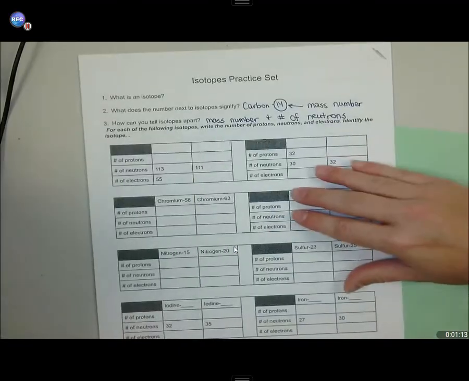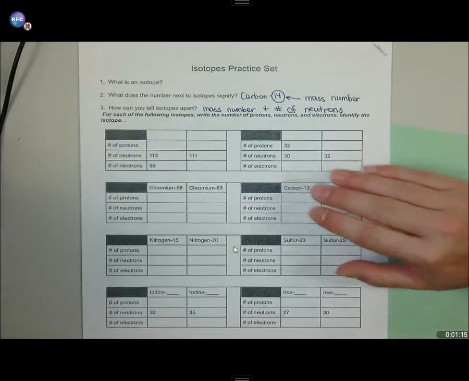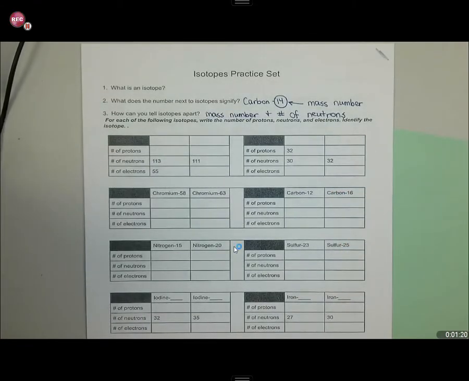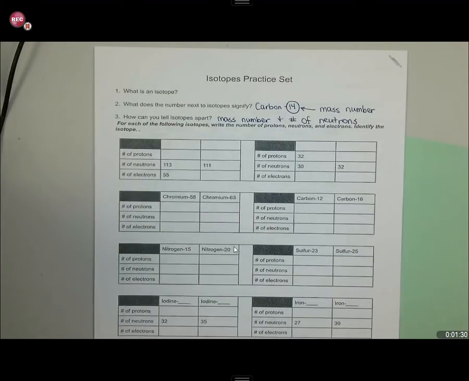Okay, we're going to start out doing this together, make sure you understand it. Now, the biggest thing is to figure out what you have and what you're looking for. So, we've got to get a periodic table because we're going to need it.